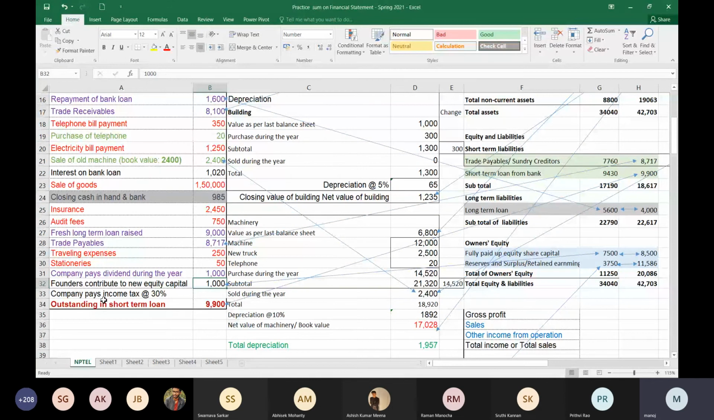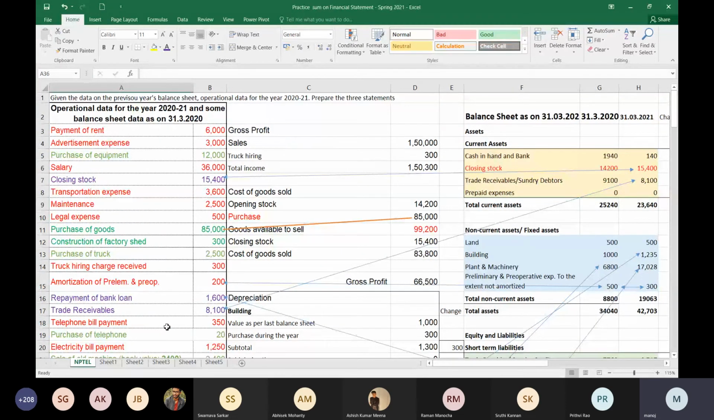Company pays income tax at the rate of 30%. You have to estimate only after estimating net profit before tax. Outstanding and short-term loan is a balance sheet item, so don't worry about it now. Okay, so everything is classified. Now you have to start estimating the depreciation.